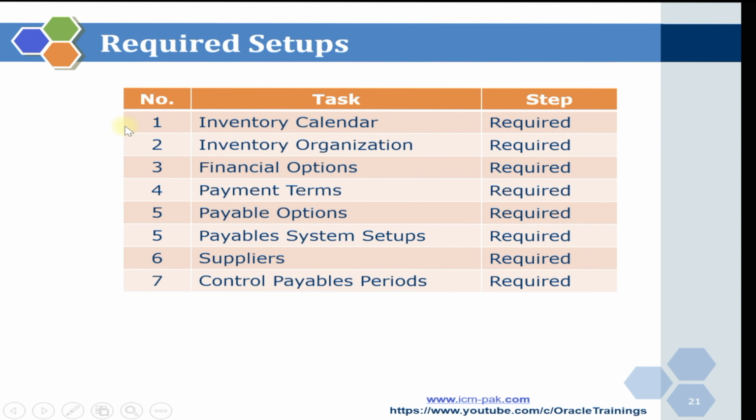So for the payables, the required setup is to define the inventory calendar, then the inventory organization, then we will configure financial options, then payment terms, then payable options, and then payable system options. After all these configurations, we'll come to the suppliers, and after that we will open the periods. Then we will do the transactions for the payables, which will be invoices and the payments. All those topics we are going to cover in the payables part.